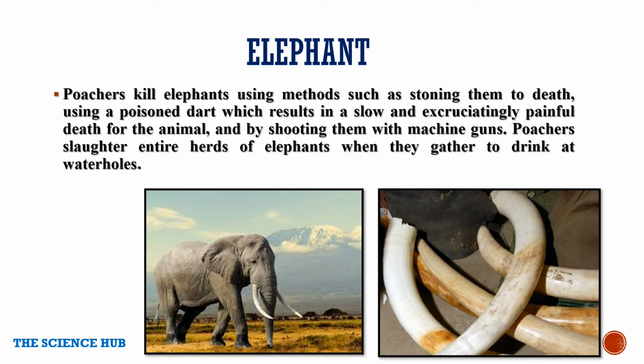Next are the elephants. Elephants are killed for their tusks for ivory. Poachers kill elephants using methods such as stoning them to death, using poisoned darts which result in a slow and excruciatingly painful death for the animal, and by shooting them with machine guns. Poachers slaughter entire herds of elephants when they gather to drink at the water holes.